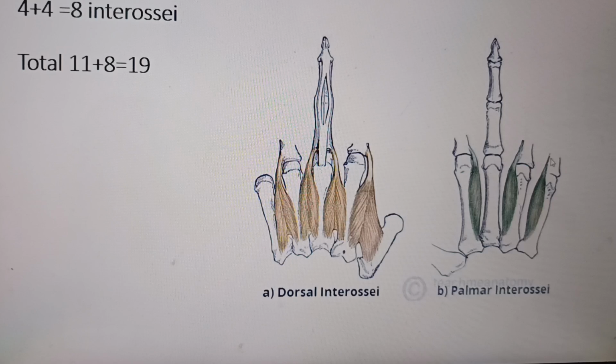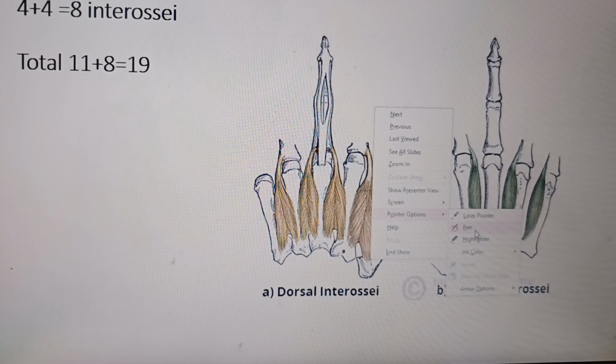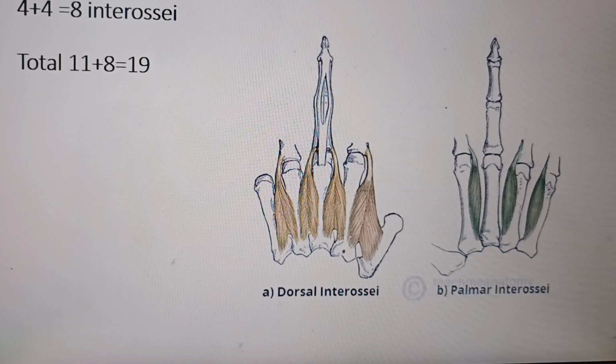See, look at the insertion of this interosseous. They are inserting towards the middle finger. So this middle finger is the reference point. Other fingers moving towards the middle finger is called adduction. So if movement towards the middle finger is adduction, the palmar interosseous has to insert towards the side of the middle finger.